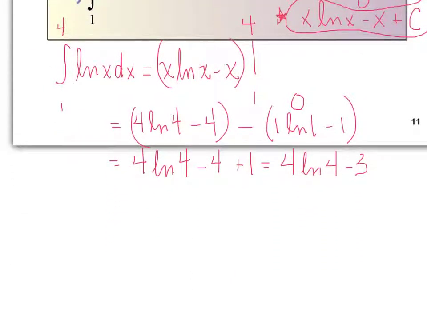Or you could have ln of 4 to the 4th minus 3, or ln of 256 minus 3.